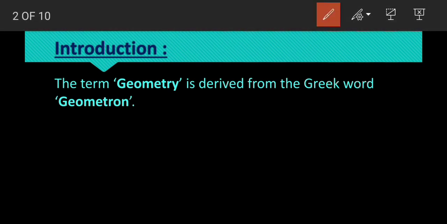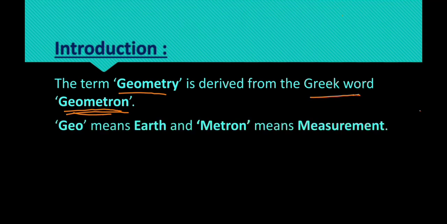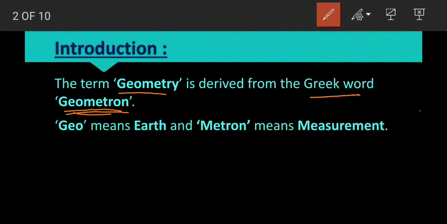The term geometry is derived from a Greek word, geometron. This geometron is formed using two words, geo and metron. Geo means earth and metron means measurement. If you combine these two, that is earth and measurement, it gives the meaning of geometry.